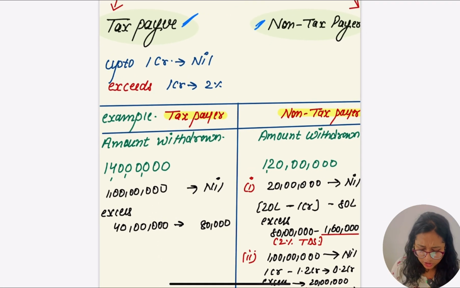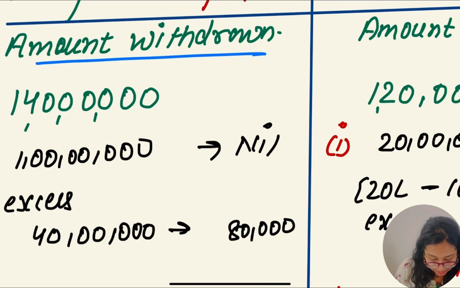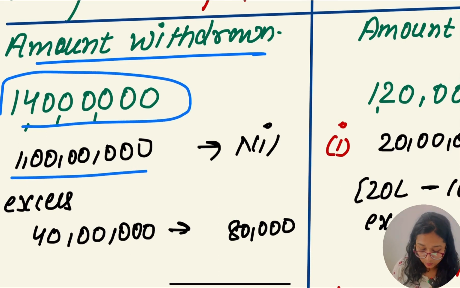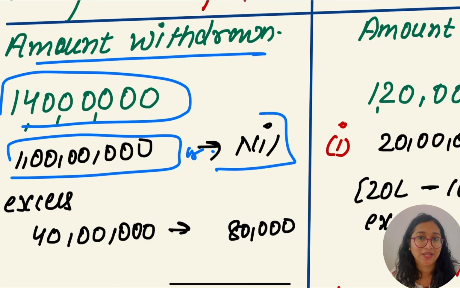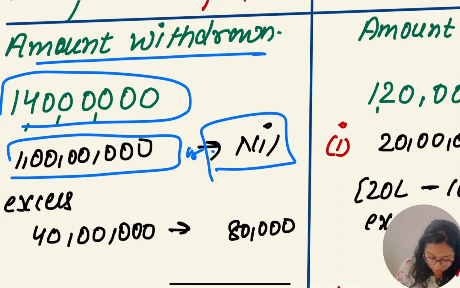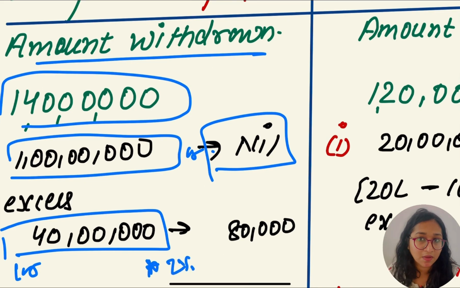Let me give a very short example and you'll get it. The amount withdrawn is 1 crore 40 lakh. Up to 1 crore, there is a nil rate and no TDS applicability. In excess of 1 crore, which is 40 lakh, what is the rate? 2%, and 80,000 is going to be the TDS amount here. Hope this point was clear to you.